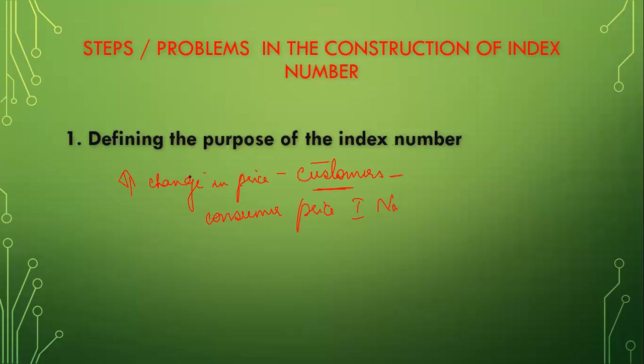Okay, now why are we taking consumer price index? We are looking at the objective. What is the objective? The objective is the effect of change in the price on the customers. So we are taking the index number as consumer price index.